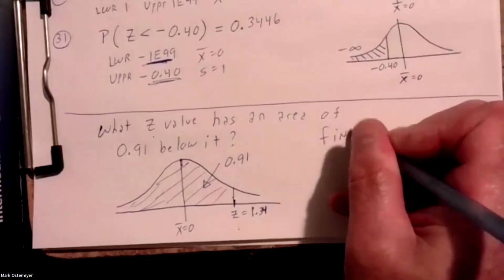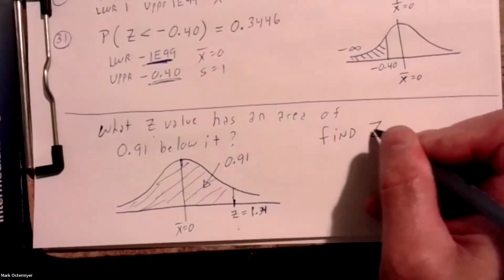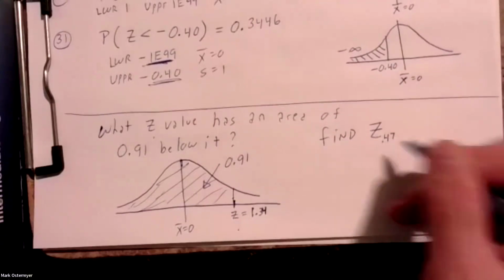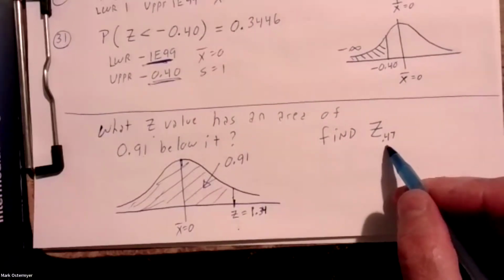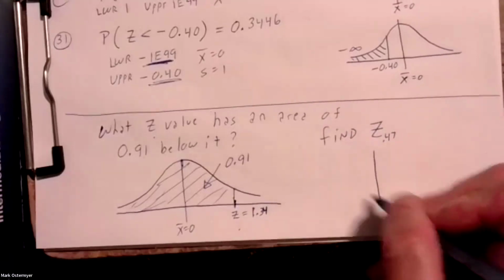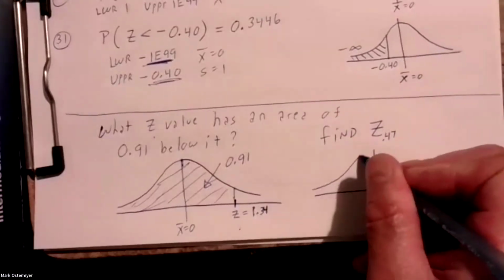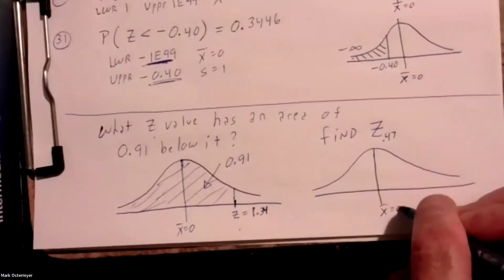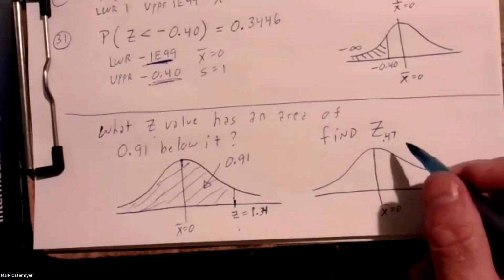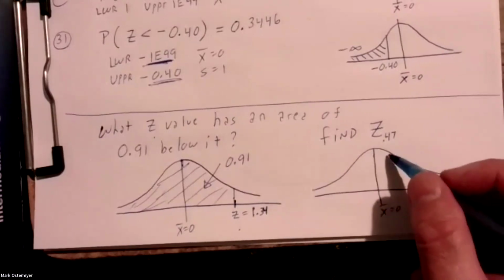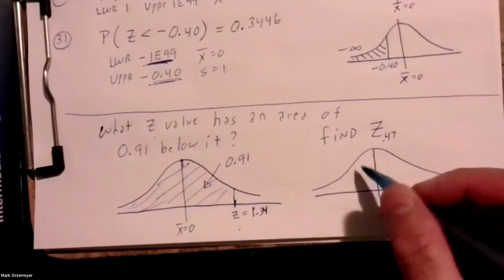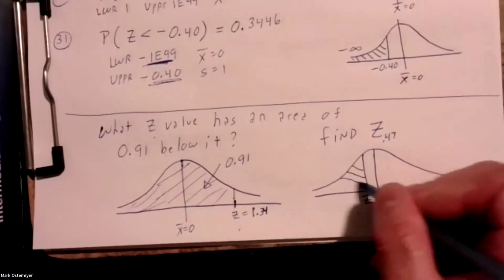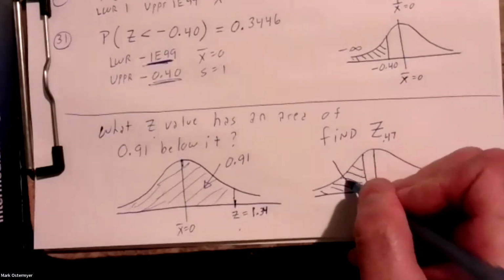All right, let's try another one. Suppose I want to find the 47th percentile. In other words, I've got to find a Z value below which lies 47% of the area of the curve. Well, since it's less than 50% of the area to the left, it has to be a Z value not to the right of the mean, but to the left, slightly to the left. We want to find a Z value below which lies 47% of the area of our curve here.